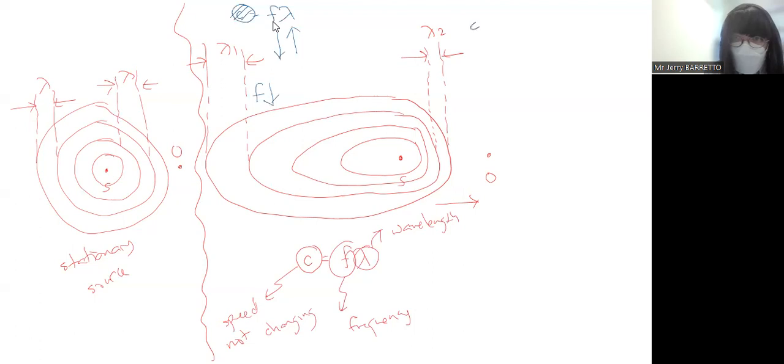Now, conversely, because C is f lambda and C is not changing, on this end, the part moving towards the observer, the lambda is actually short. And that's going to make the frequency high. So the observer observes a higher frequency when the source is moving towards the observer. And when the source is moving away from the observer, the frequency is perceived to be lower. Let's summarize that. Next slide.